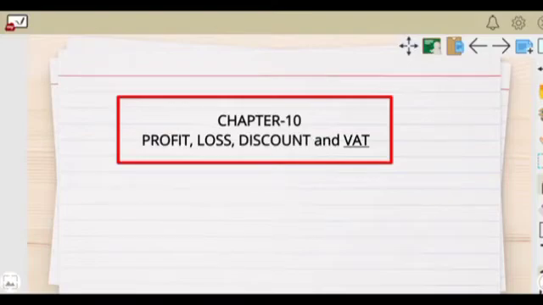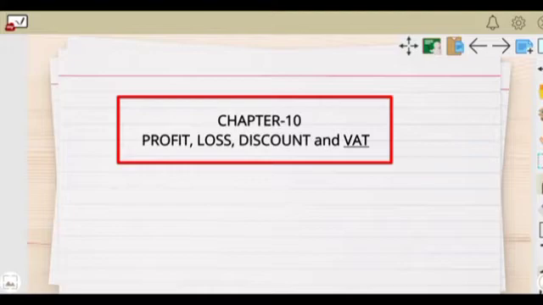Hello students, today we'll start with chapter number 10, that is profit, loss, discount and VAT. You have studied about these two topics, profit and loss, in the previous class, that is your class 7. But today, in our class 8, we'll again be solving more questions on profit and loss. And we'll come to discount and VAT in the latter part of the chapter. But for now, let me give an introduction to profit and loss.